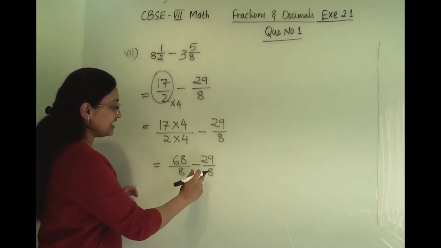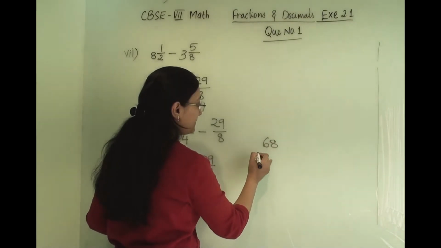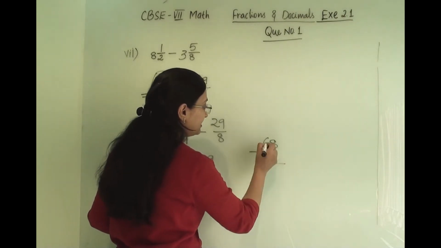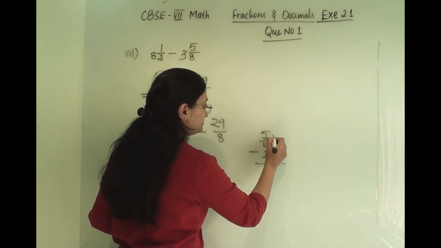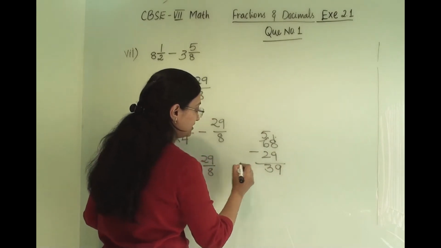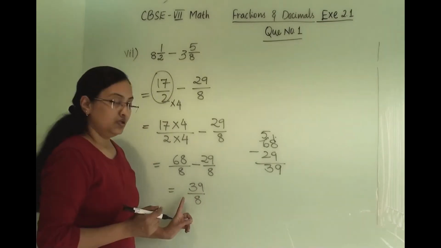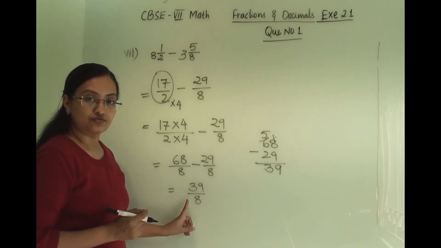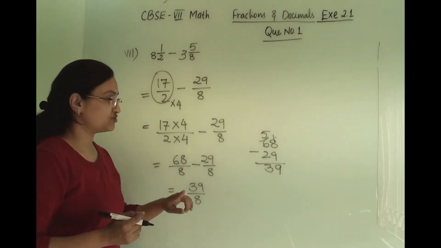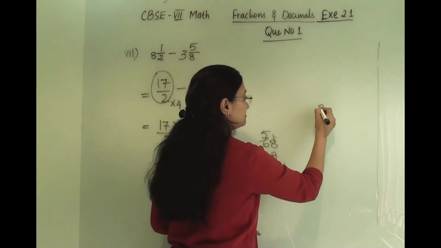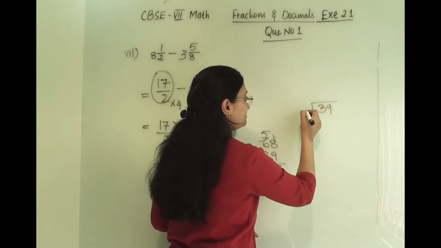Now 68 minus 29, we will get 39 divided by 8. Now this is an improper fraction, so we have to convert this into a mixed fraction. So 39 divided by 8.